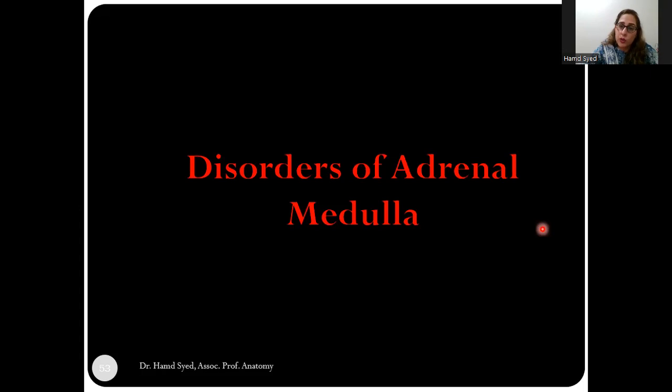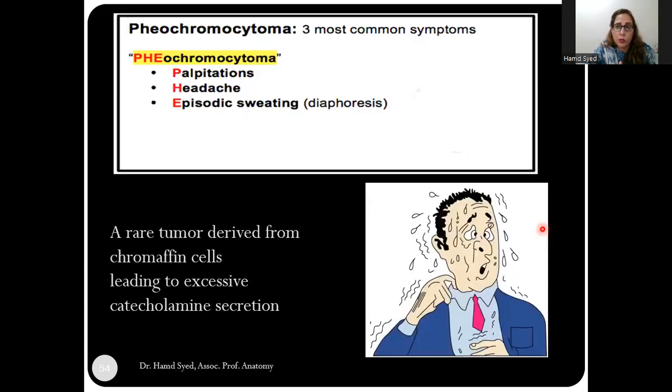And when we come to adrenal medulla, the disorder I would like you to be familiar with is pheochromocytoma. Pheochromocytoma is a rare tumor derived from chromaffin cells leading to excessive catecholamine secretion. The high levels of catecholamine produce these three symptoms which are easy to remember from the word pheochromocytoma. The first three letters, you can use that as a mnemonic: P-H-E. P is for palpitations, H is for headache, and E is for episodic sweating. So the sweating and the headaches and the palpitations, these are the characteristic presenting complaints or symptoms of a tumor in the adrenal gland, which is causing an excessive catecholamine secretion.